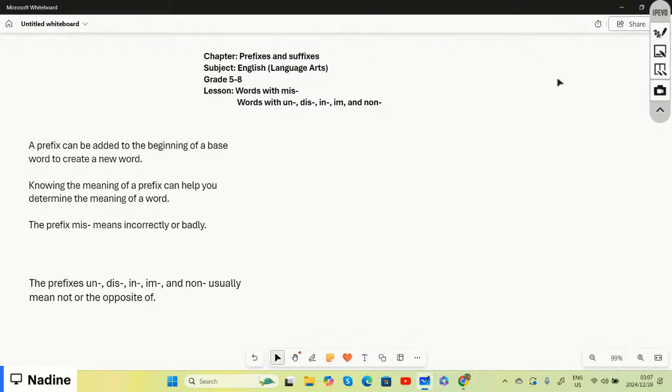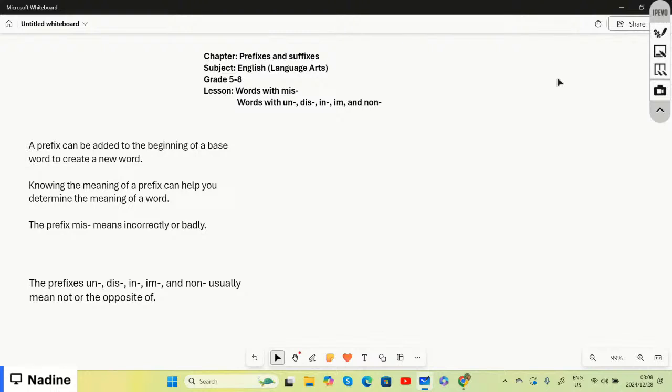You'll have your base word, which is a word that can stand on its own. And then we have our prefix, which can be a word or letters that we add at the beginning of that base word to create a new word. Even though the prefix is letters that cannot stand on their own, knowing the meaning of the prefixes can help you to determine the meaning of the word that you are creating.